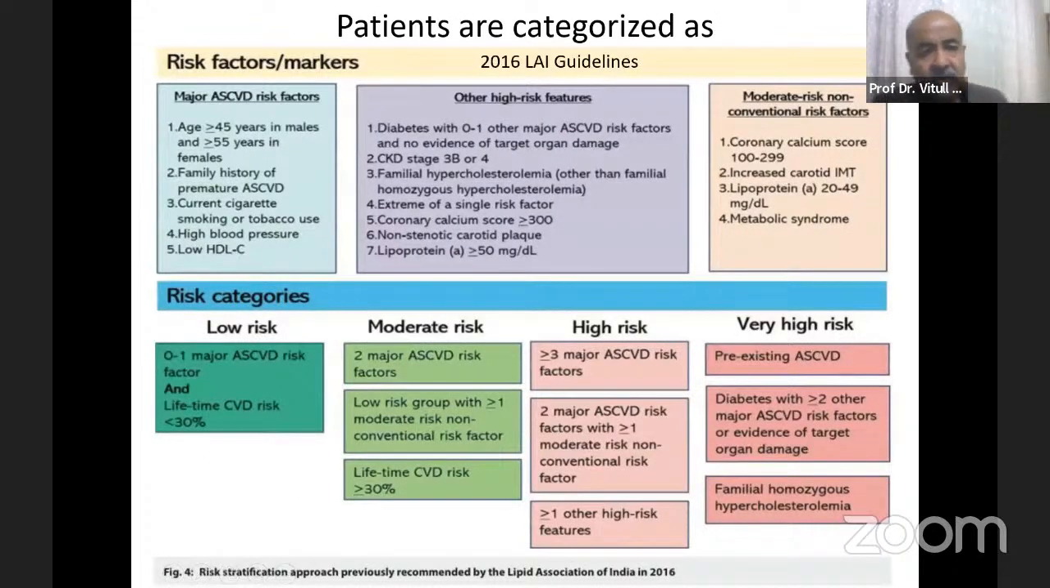We have also categorized the patients according to risk, which depends upon risk factor markers. The major ASCVD risk factors, I will not go into details for paucity of time. The other high risk factors and moderate risk, non-conventional risk factors are considered to risk stratify the patients into low risk, moderate risk, high risk, and very high risk. So this was proposed in 2016. But now, next slide.